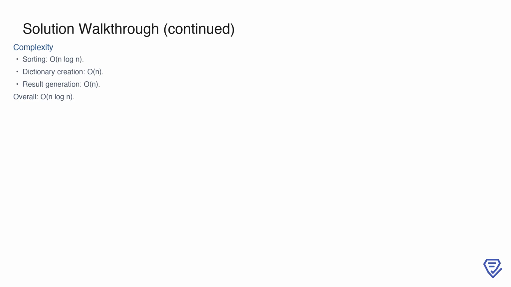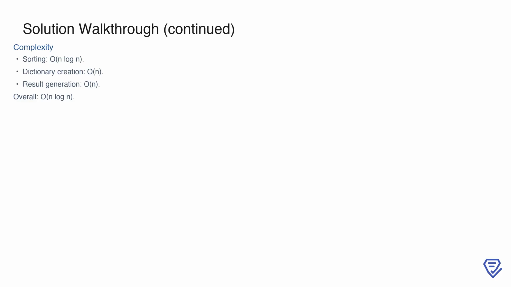Finally, let's analyze the complexity of this solution. The first step, sorting the array, takes n log n time, where n is the length of the input array. The second step, creating the dictionary, involves a single iteration over the sorted array, which takes n time. The third step, generating the result array, requires another iteration over the original input array, which is also n. Combining these, the overall time complexity is n log n, dominated by the sorting step. This makes the solution efficient for reasonably large inputs.